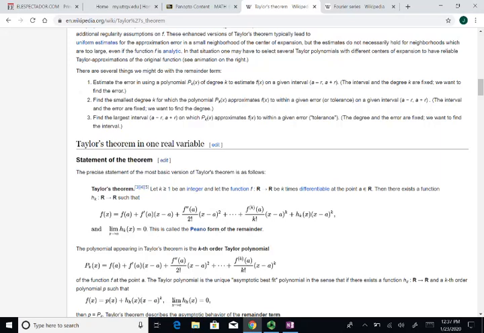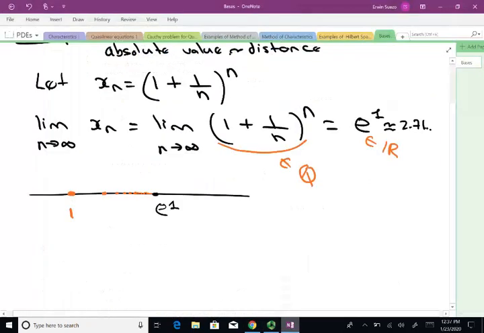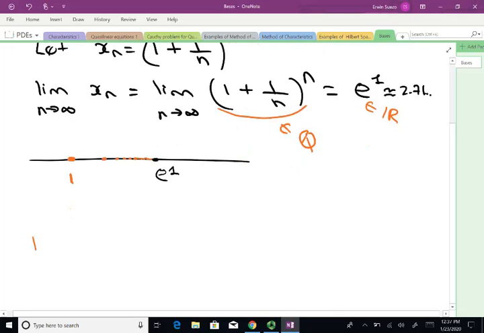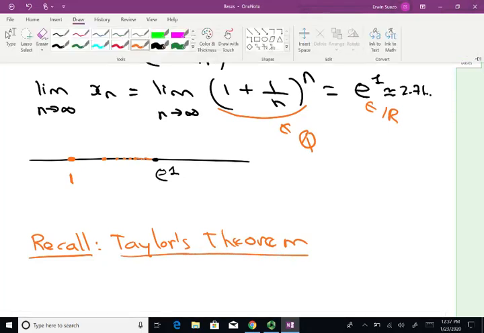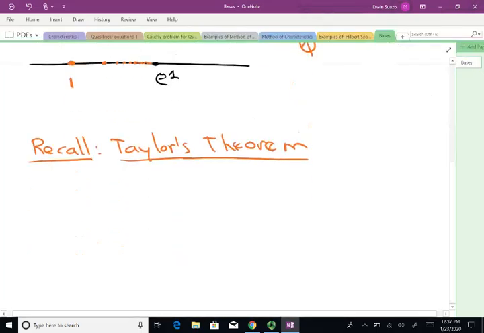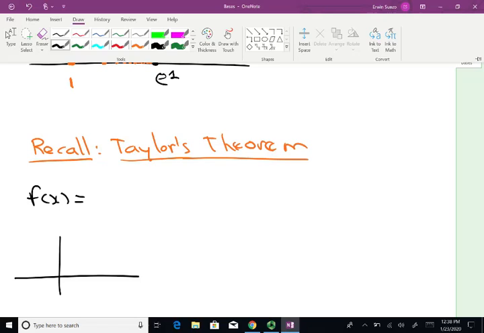Okay, so basically, recall Taylor's theorem. We want to do something similar to Taylor's theorem, but it's gonna be different. In Taylor's theorem, you learn that if you get f of x, you can approximate f of x as the sum. So let's say you have a function f of x.